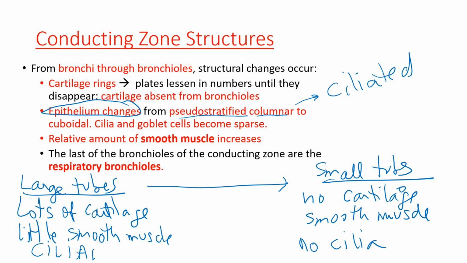The last of the respiratory conducting zone tubes, that's the first one, is the terminal bronchiole. This is wrong. The last of the bronchioles of the conducting zone is the terminal bronchiole. I'll fix it in the PowerPoint before I upload the PowerPoint. That should be terminal bronchiole. That's the last of the tubes in the conducting zone.